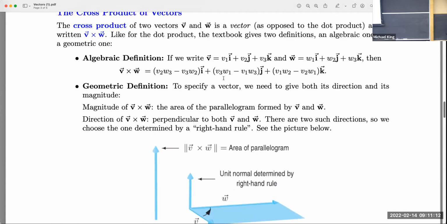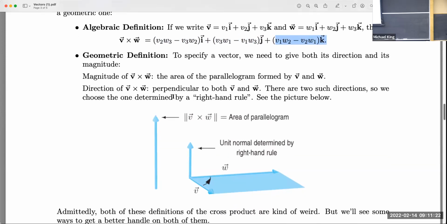But it's this weird equation here with the V2W3s, the V3W1, the V1W2. And we also have this geometric definition, which is very important to remember: it's a vector, and it's perpendicular to both of the given vectors. So let me write some stuff on the board.